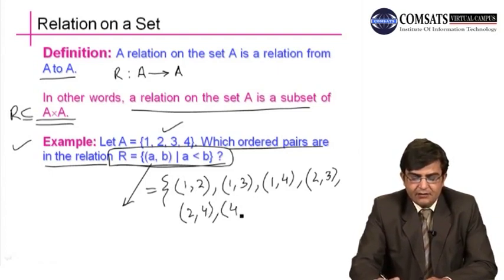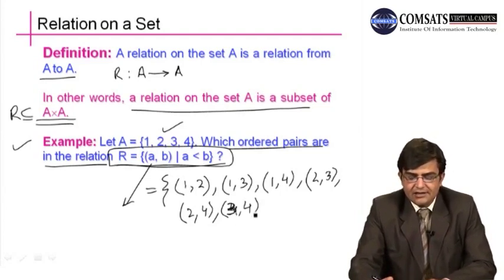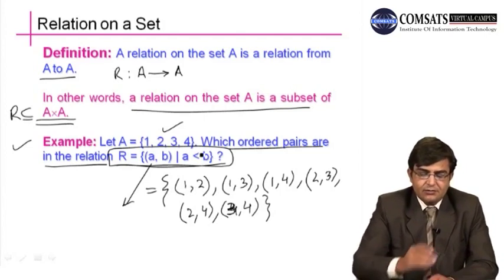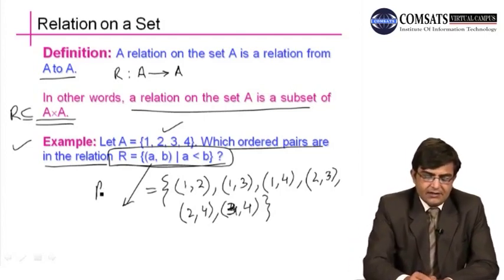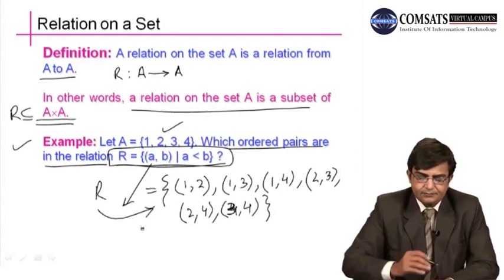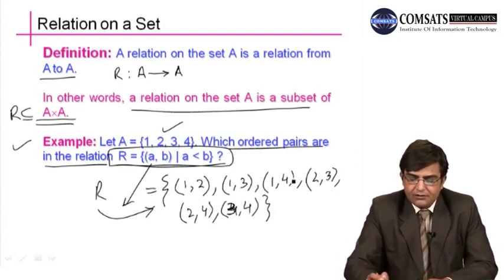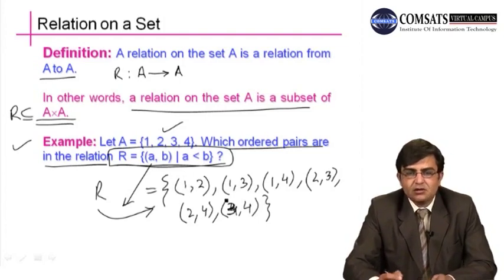Similarly we can write 3, 4 because 3 is less than 4. We cannot write 3, 3 or 4, 4 because in this case this condition will not be true. So basically the relation R is this. So this relation contains 6 elements, 6 ordered pairs, you can say that.